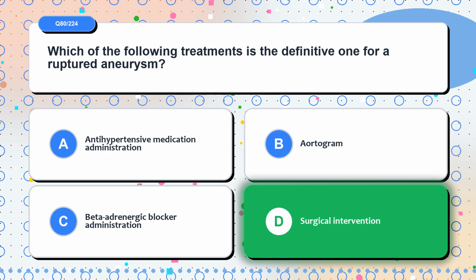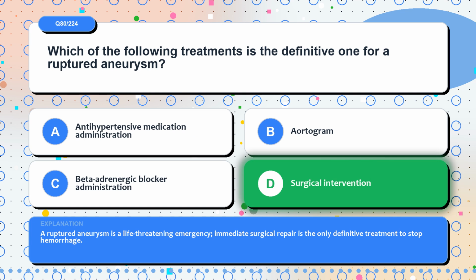The correct answer is option D. Surgical intervention. A ruptured aneurysm is a life-threatening emergency. Immediate surgical repair is the only definitive treatment to stop hemorrhage.